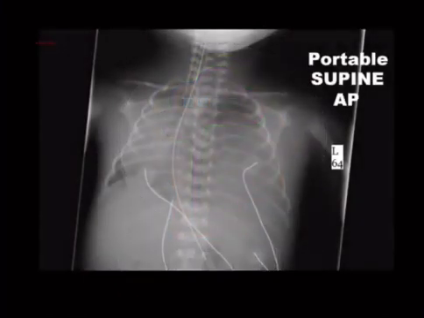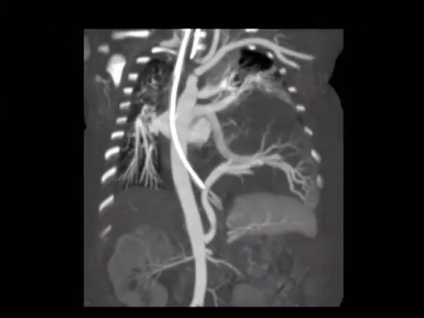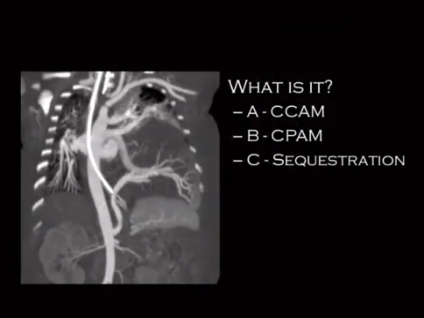All right, next case here. All right, kind of non-specific. You're seeing some mediastinal shift a little bit right in this direction. Something going on here. And you get a CT. So what is it? How do you tell the difference?